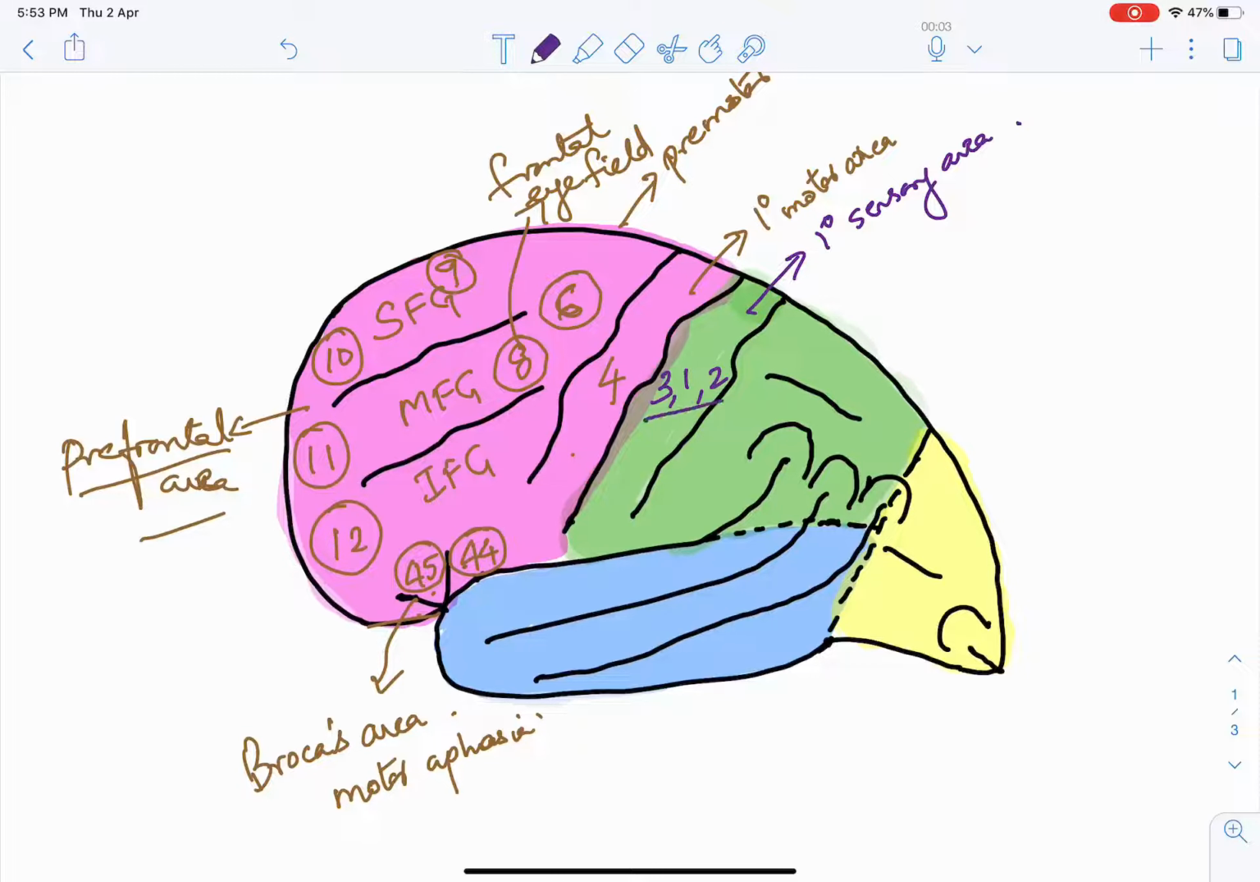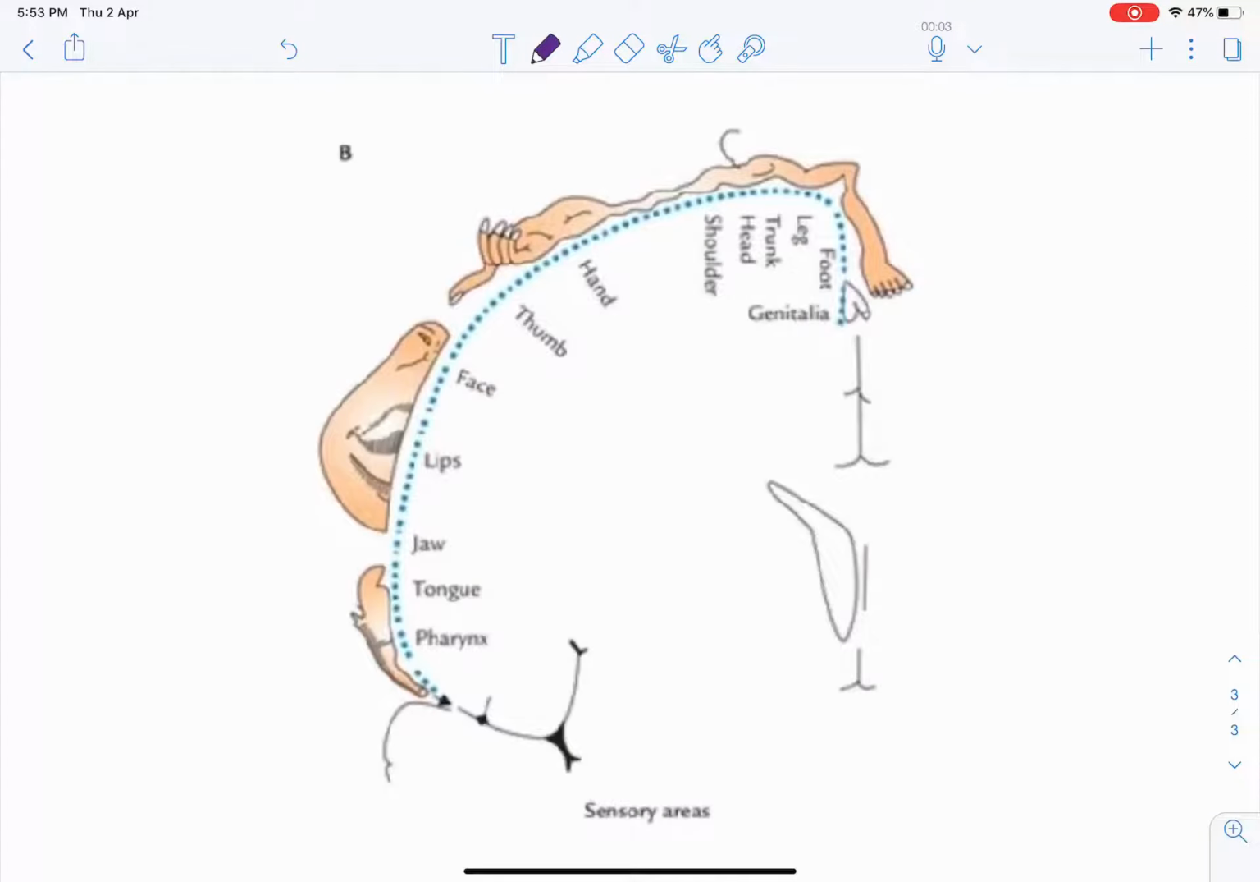area number 3, 1, 2. Here also the opposite half of the body is represented in the upside down manner. The pharynx and tongue will be represented below, then we have the face, then we have the thumb, the hand, the rest of the upper limb, the trunk, and the leg, foot and perineum is represented in the medial aspect.